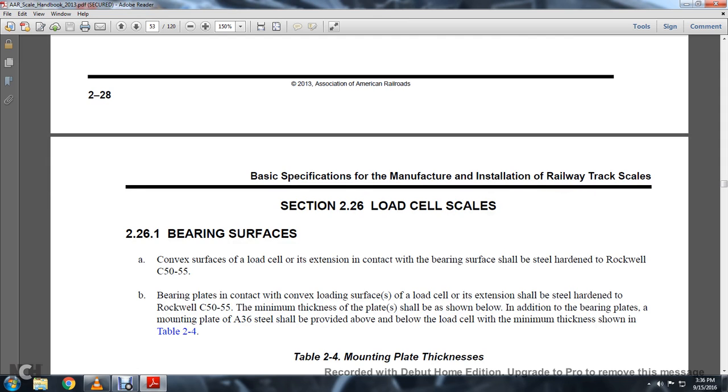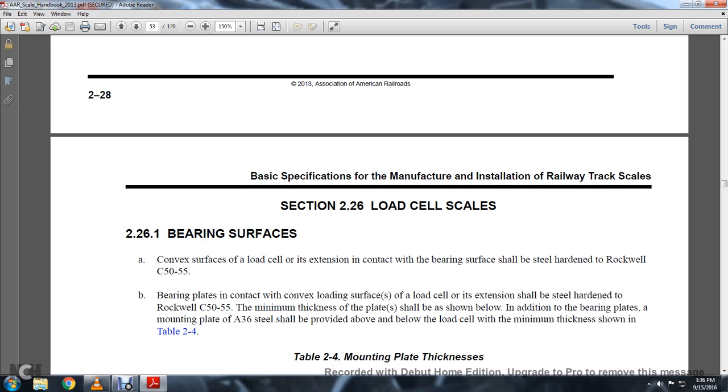Alright, 226, load cell scales. Bearing surfaces. The convex surface of the load cell extension in contact with the bearing surface shall be steel hardened to Rockwell C50-55. Bearing plates in contact with the convex loading surfaces of the load cell with the extension shall be steel hardened to Rockwell C50-55.